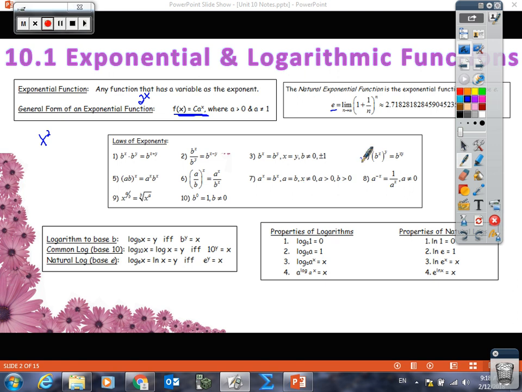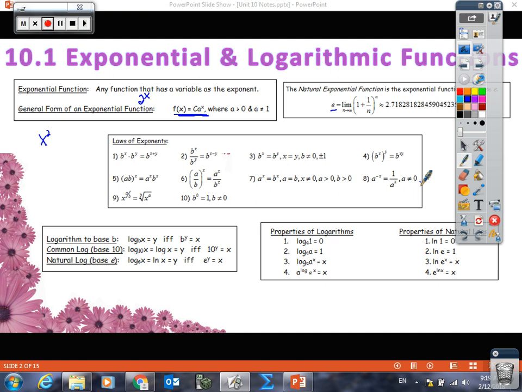Let's move over here. So when we have power to power, remember that's multiplying. And then if we have a negative exponent, we can rewrite it by putting 1 over a to the positive x. So that's just a review. Hopefully those aren't any surprises for us. So those are our laws of exponents.